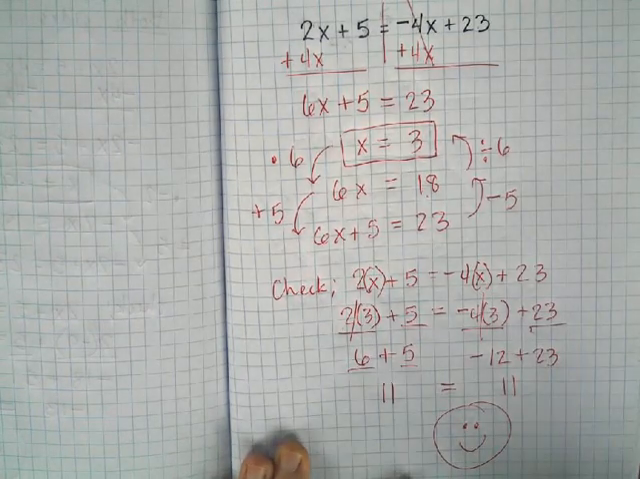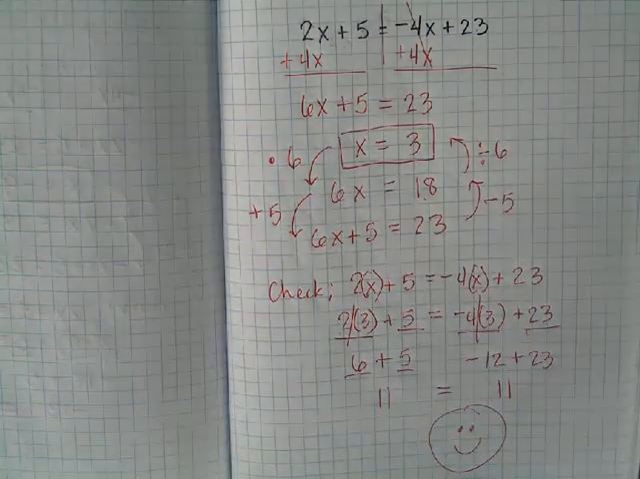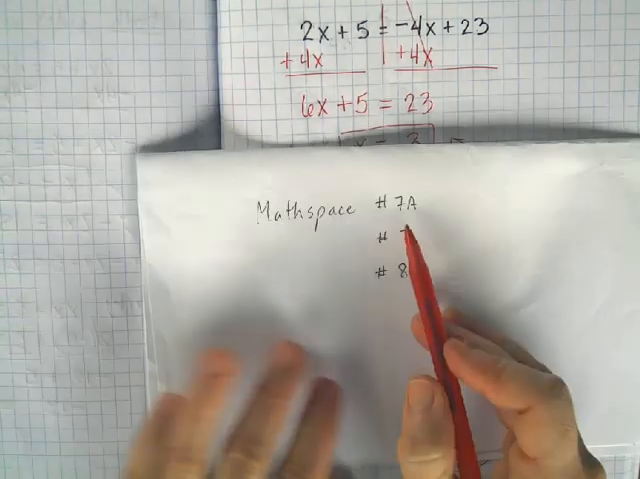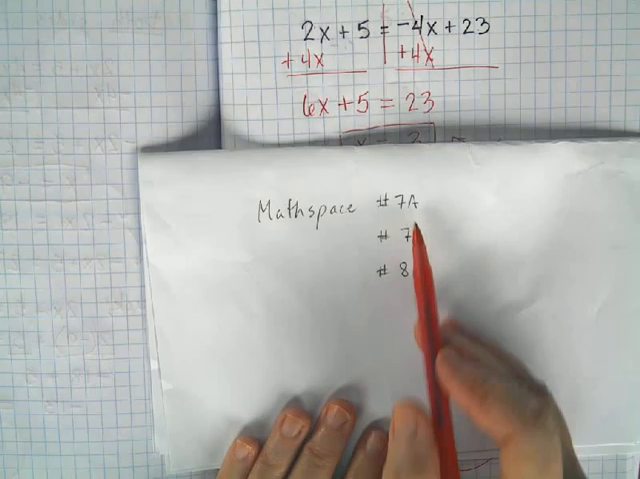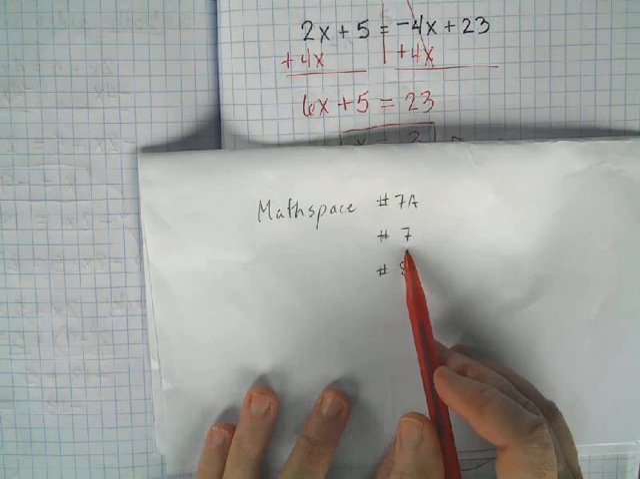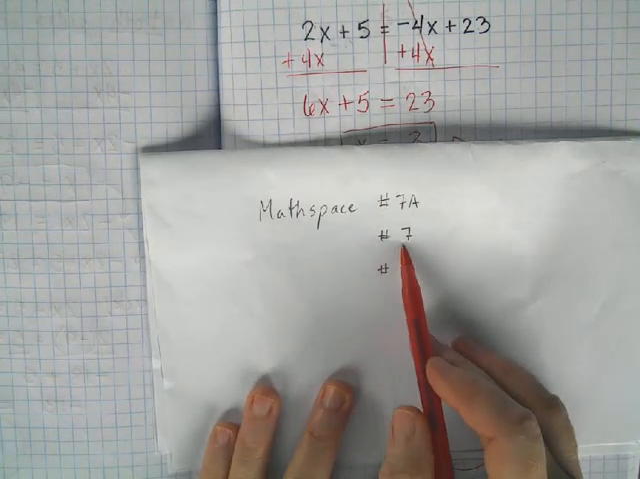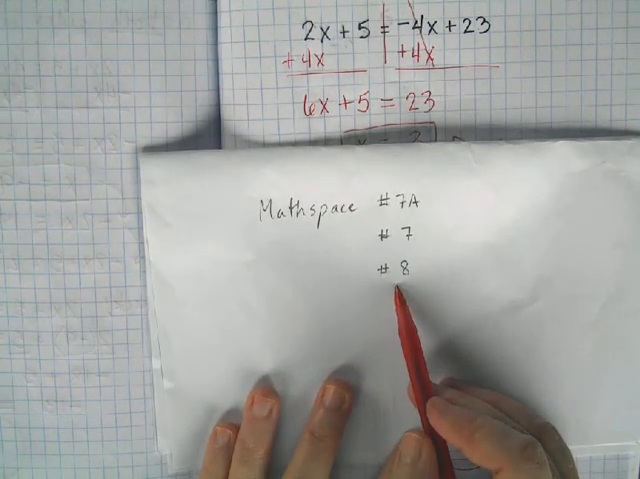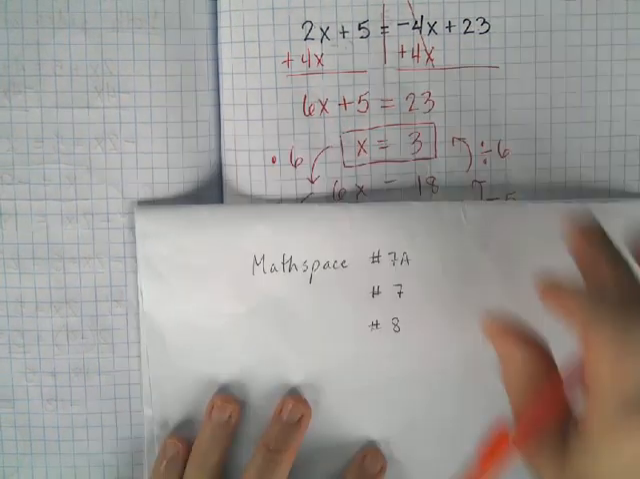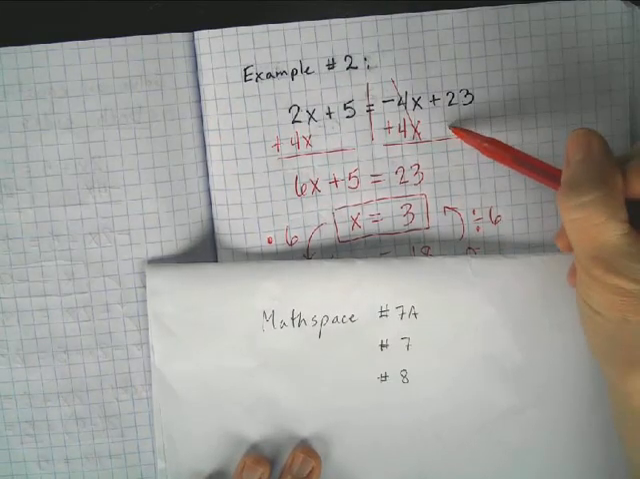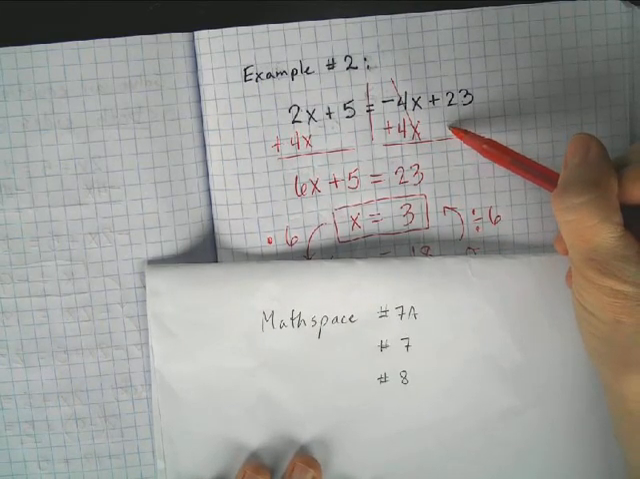Okay, so yesterday the math assignments were number 7A and number 7. So finish those first, and once you finish those, start assignment number 8. Number 8 is going to be problems like these with x on both sides of the equal sign.